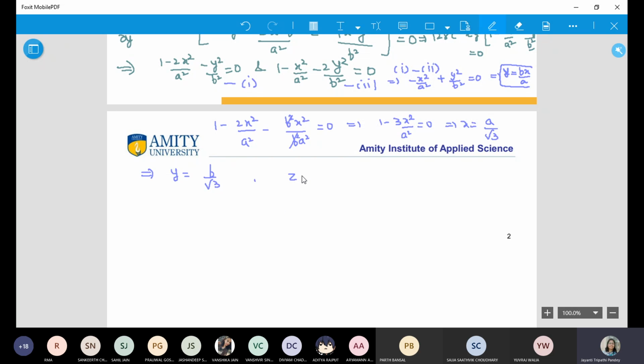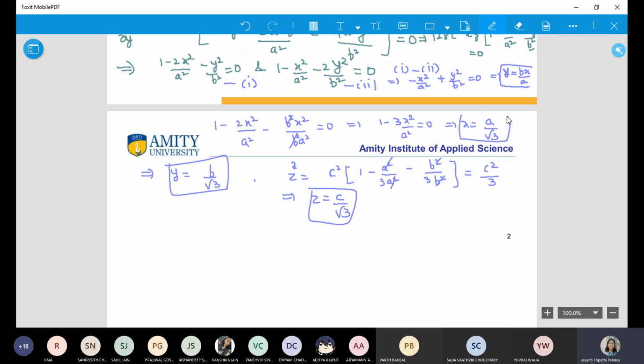And hence z is 1 minus, what will be z? c square 1 minus... so this is the value of a, b and c. I hope it is understood.